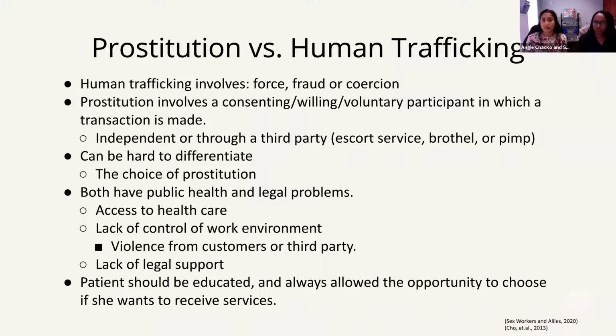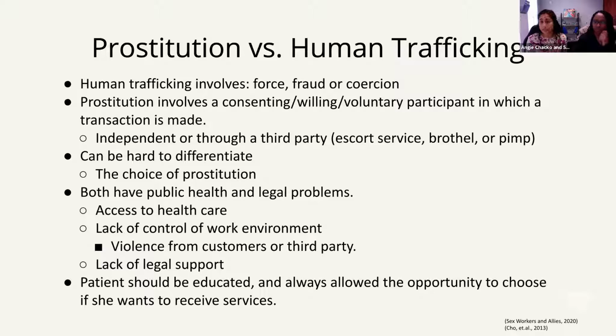And this sex worker can be doing it independently. They can be making their own ads, making their own dates, or they'll do it through a third party, like an escort service. Sometimes they join a brothel, or they go through a pimp. And the relationship can be different, meaning pimp and prostitute, where they are mutually respecting, but that's very rare.